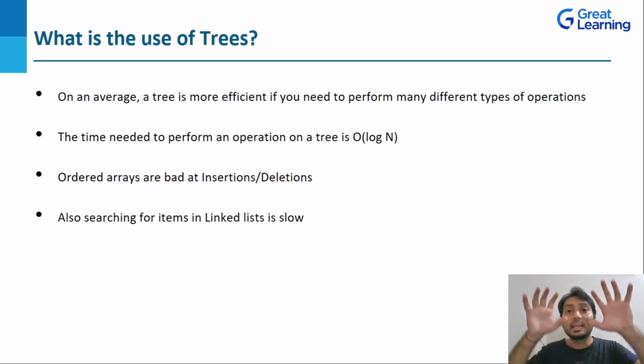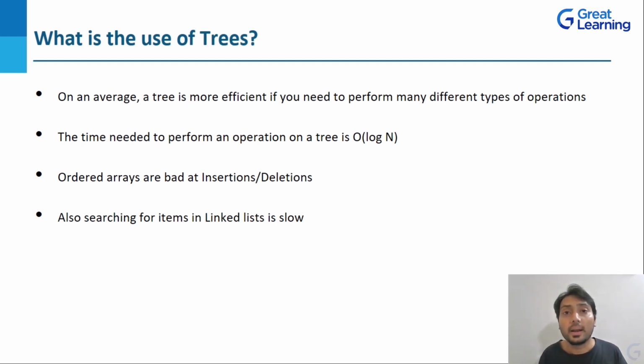Why? We are storing the data in a hierarchical format, and we have different methods through which insertion, deletion, or search operations can be optimized. But that is not possible in an array as compared to a tree. Also, when you consider a linked list, the search operation can be cumbersome.